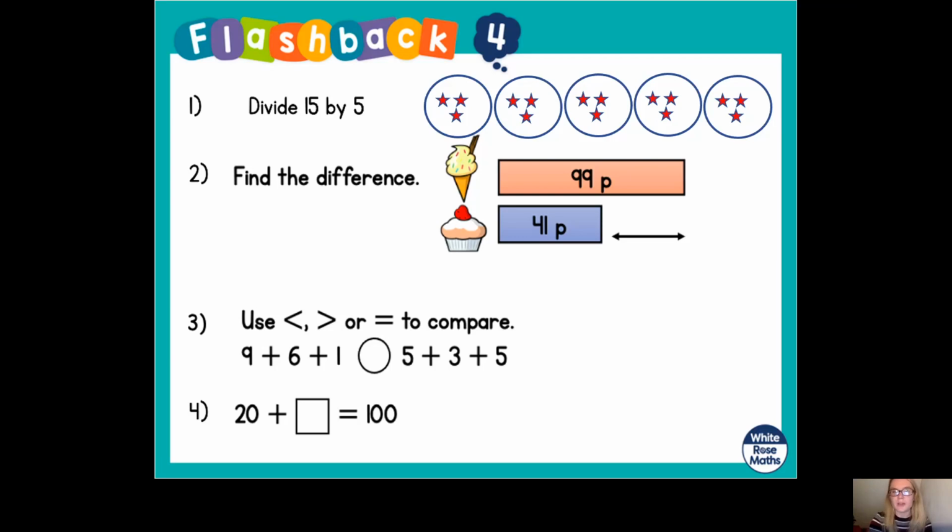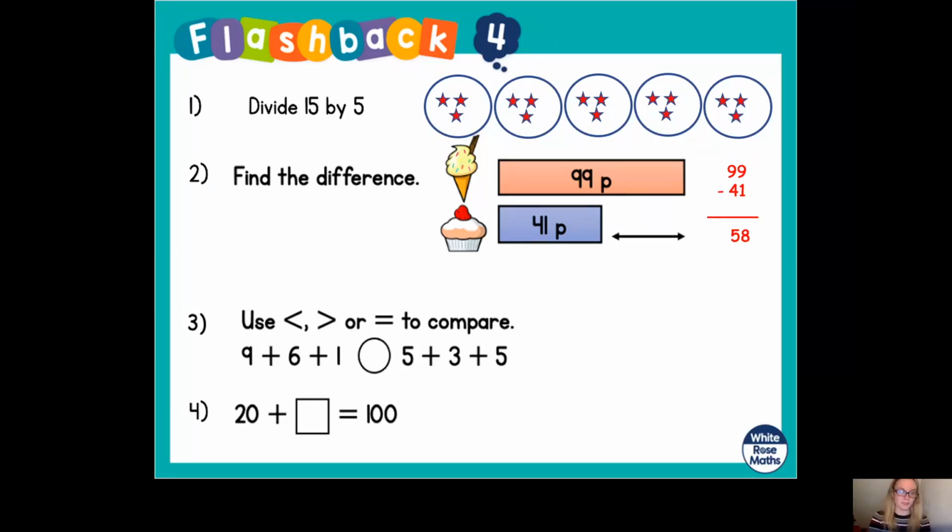Now, number 2. Find the difference. Did you work out if you needed to do addition or subtraction for this question? Well done, you need to use subtraction. When we find the difference, we always use subtraction. So let's start with the price of the ice cream because that is the greatest price. And then subtract the price of the cupcake, so 41 pence. So let's start with the ones. 9 subtract 1 equals, yes, 8. And 9 subtract 4 equals 5. Fantastic. So the difference between the price of the ice cream and the price of the cupcake is 58 pence. Well done if you got that right.